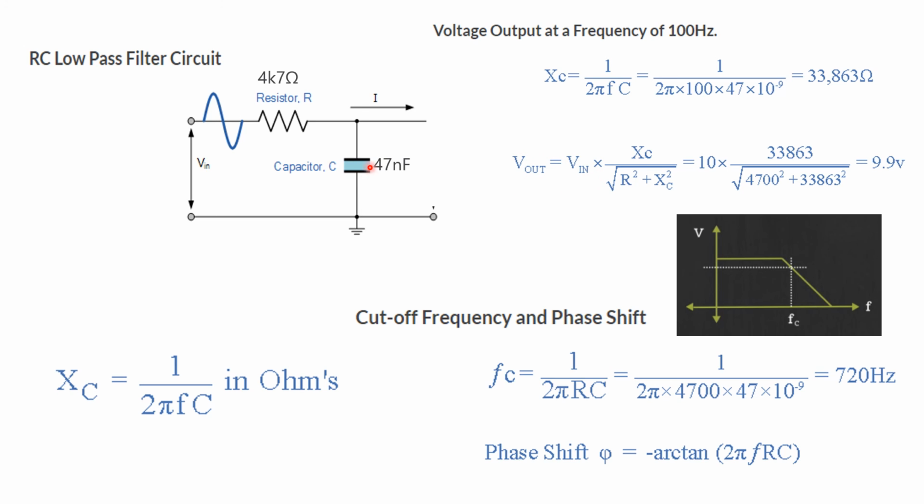V out will be like a voltage divider circuit: V in into Xc divided by square root of R square plus X square. These are also formulas we studied in 9th and 10th, and we are getting 9.9 volt. So if the frequency is 100 Hz, you are getting the V out as 9.9 volt.